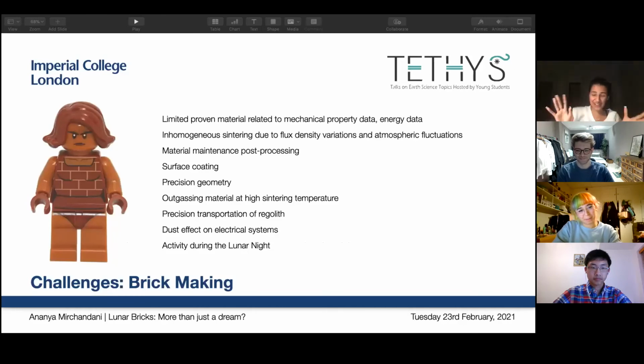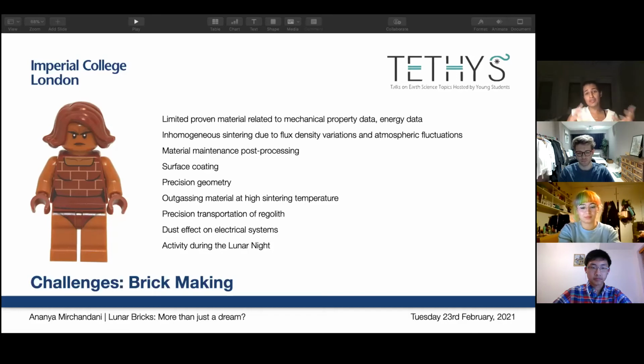So what's next for our bricks? There are so many problems we as scientists need to solve before we can commercialize anything to do with brick making. There is limited proven material related to the mechanical properties, as I've explained. We'll have problems about surface coating, precision geometry of actually building our bricks or building the structures around them, and so much more. One of the most prominent for me is activity during the lunar night.